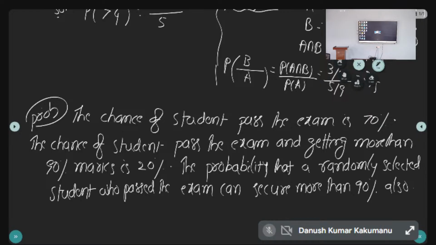Hmm. The chance of a student passing the exam is 70%. That is general data. The chance of a student passing the exam and getting more than 90% marks is 20%. The probability that a randomly selected student who passed the exam can secure more than 90% also. Tell me what is the answer for it?